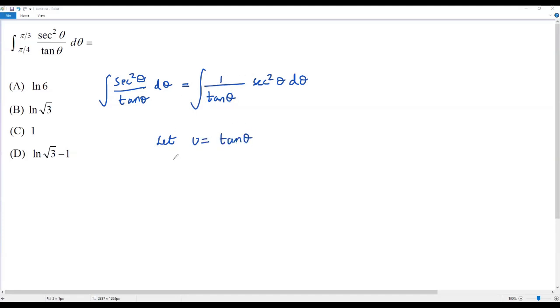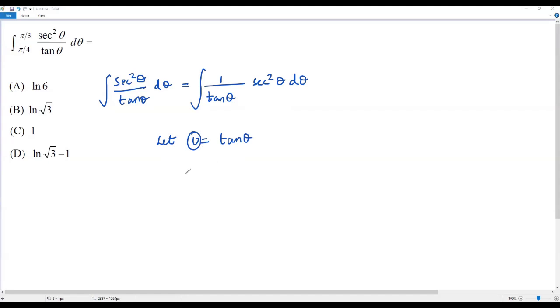Since I have substituted the new variable u for tangent theta, I have to get this complete integration in terms of the new variable u. In that case, instead of d theta, I must get du, so that I'll be able to integrate with respect to u. If I want to get a du in place of d theta, what should I do with this u? I have to find the derivative. And also u is a function of theta. Since u is a function of theta, let me find the derivative on both sides with respect to theta.